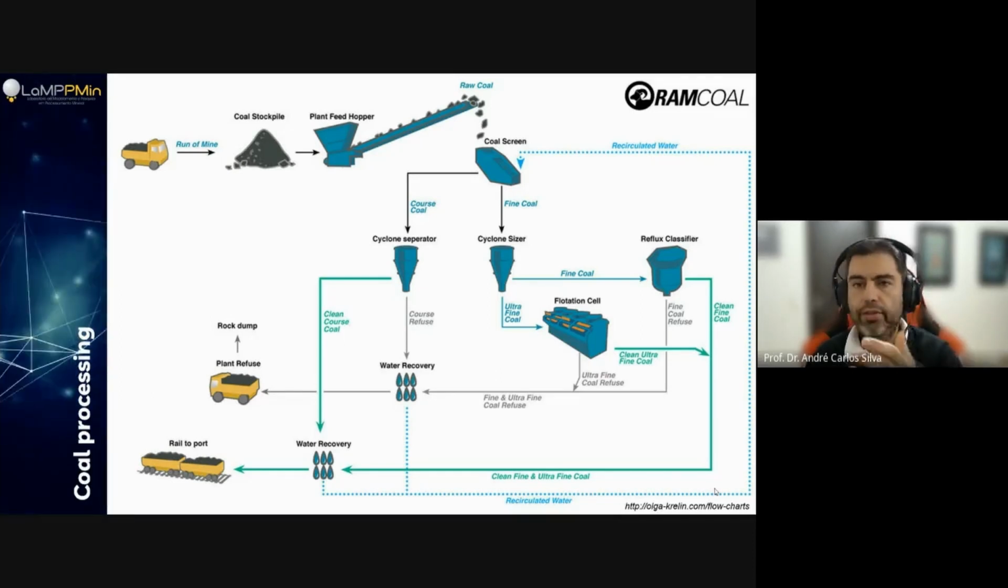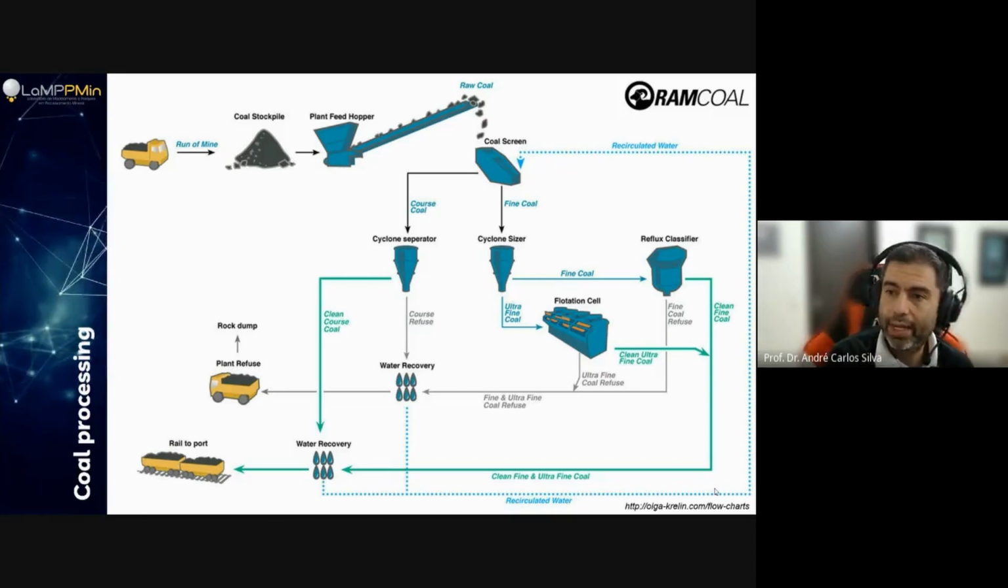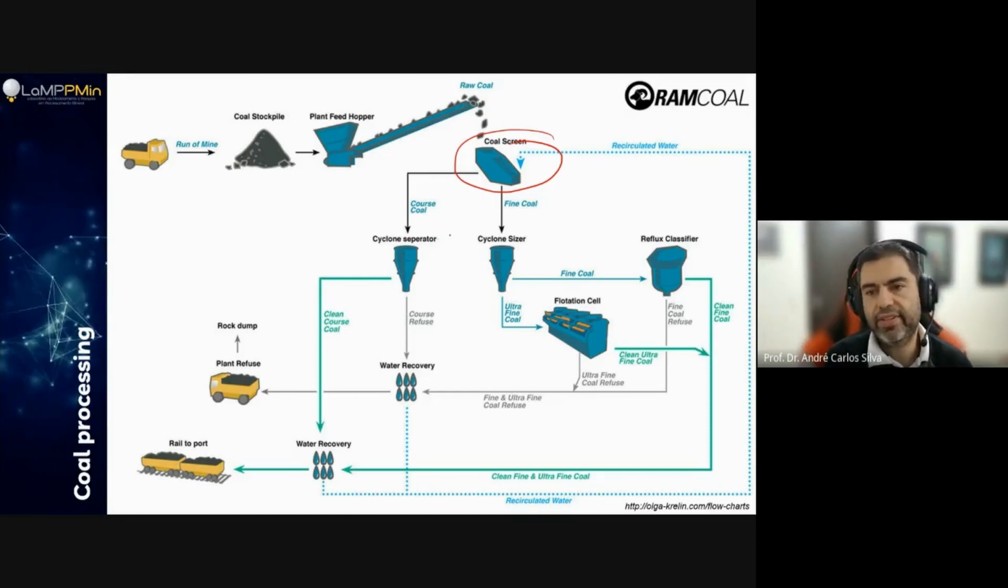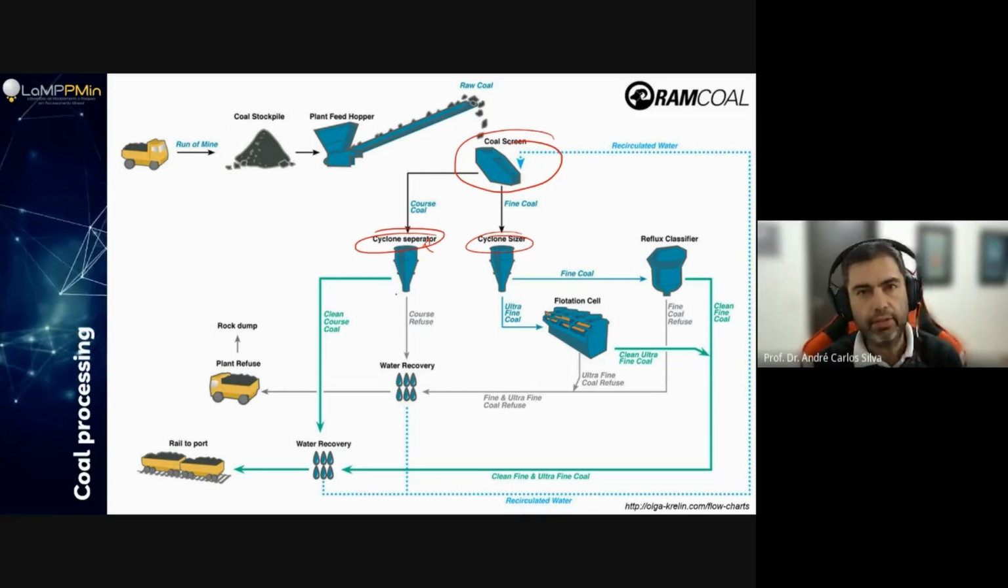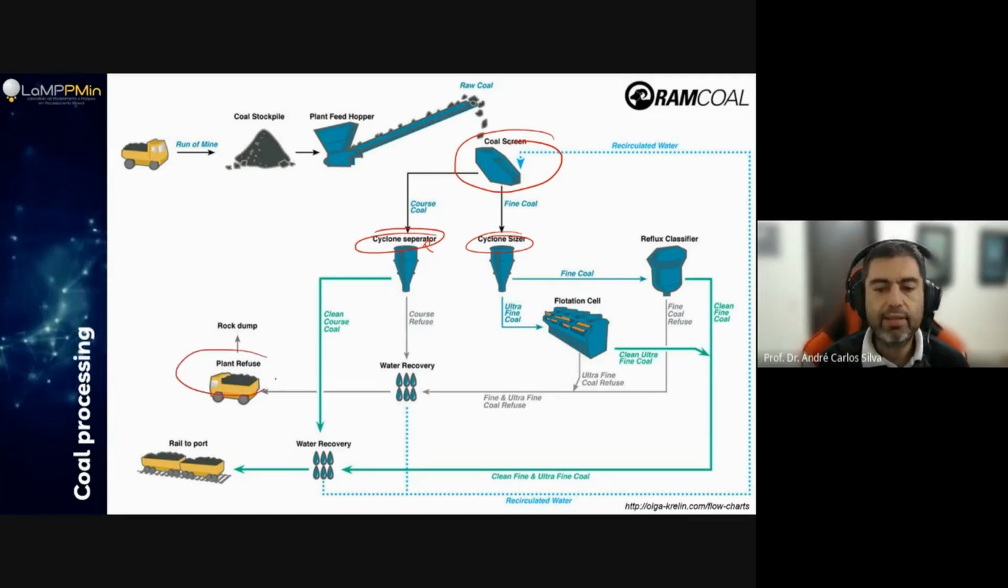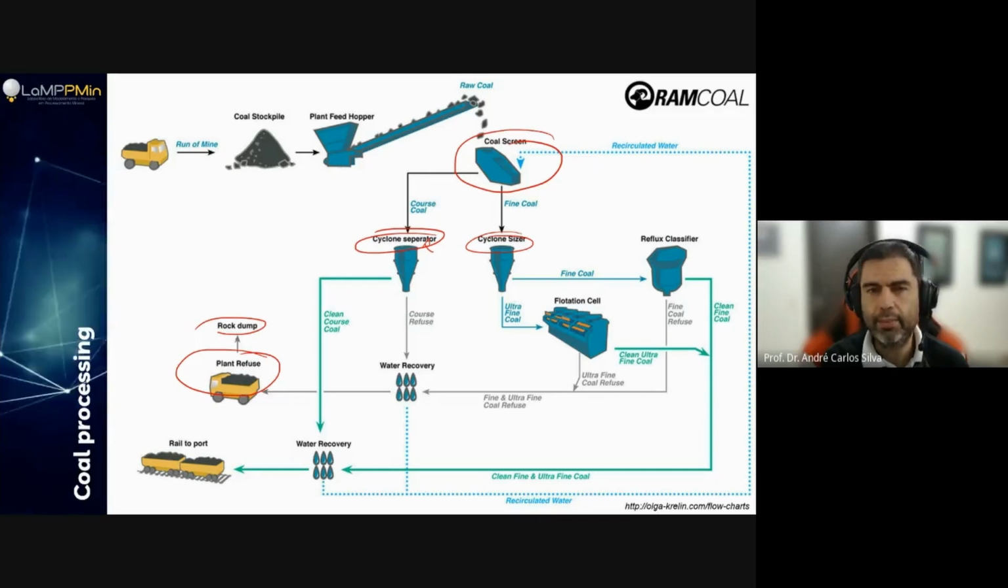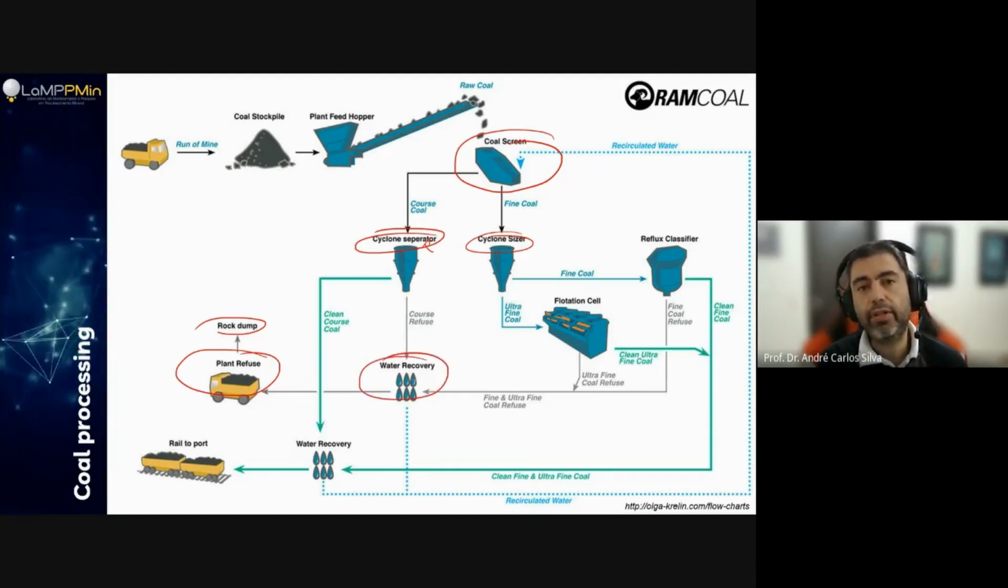Okay, so as you can see, we have screening right here. I'm going to make the size classification over here because I'm going to have a cyclone separator. This is concentration, people. And then I have a cyclone sizer. If I'm doing concentration right now, I'm separating the material that I want and the material that I don't want, and that's why I have this plant refuse. See, they're not calling this tailings. They're quite clever. Refuse, and this goes to a rock dump. Remember the waste dump, the waste heap that I mentioned to you, that's the material. And in here, I have water recovery. What is water recovery? Dewatering.